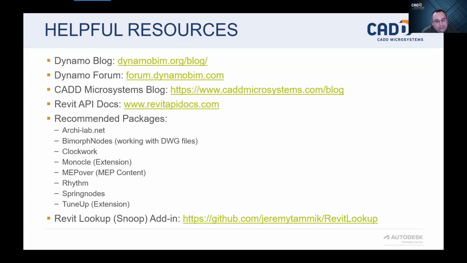It allows you to select elements in the Revit interface and see all of their data properties. Very useful for trying to figure out: is this data at the instance level, the type level, the family level, or the category level? So that is it for my presentation.